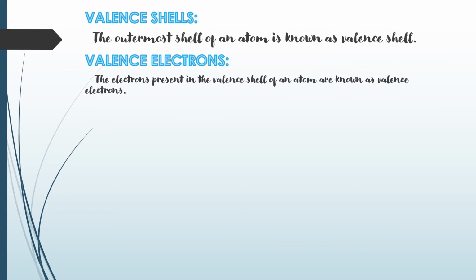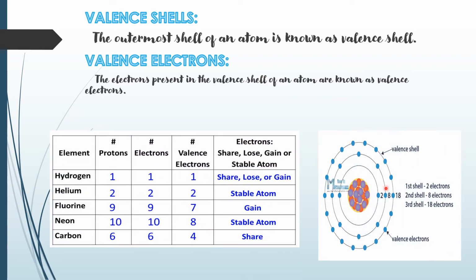Now we are going to see the valence shell and valence electrons. What is the valence shell? Valence shell is nothing but the outermost shell of an atom. The valence electrons are the electrons present in the valence shell. Let us see an example. See this picture. This is the valence shell, and the electrons present in the valence shell are known as valence electrons. The last 18 electrons are the valence electrons.